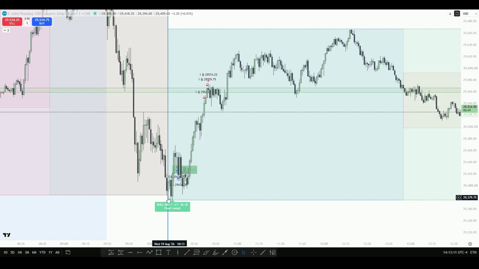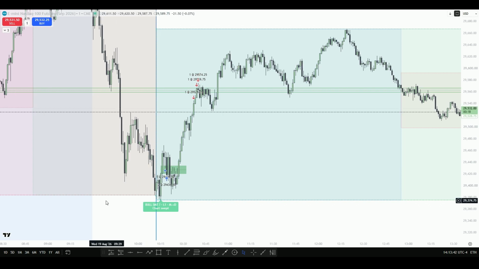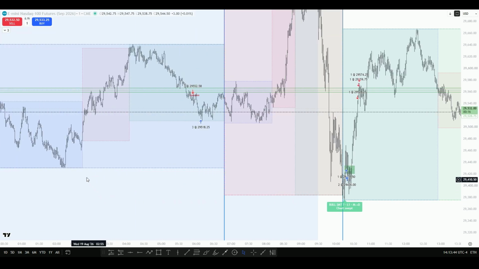Immediately your eye should jump here at the SMT between these two cycles. Okay, it formed right at the very end of the manipulation cycle and at the very beginning of the distribution cycle. This is also after we took liquidity here during daily accumulation and here.